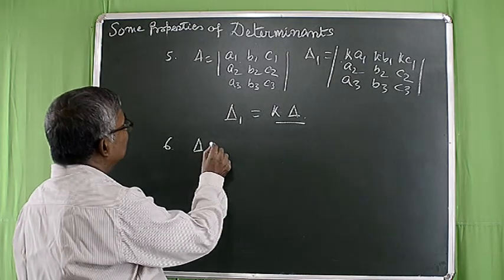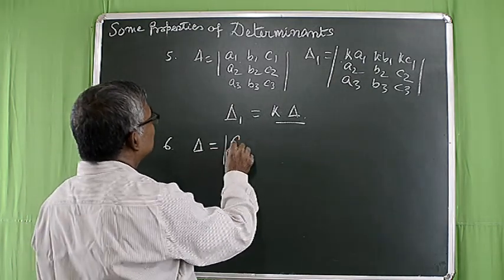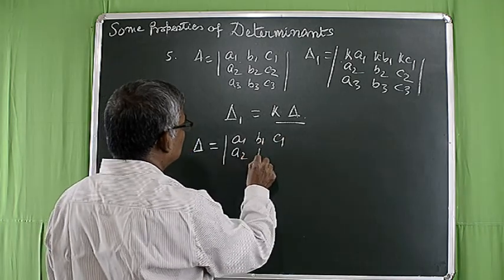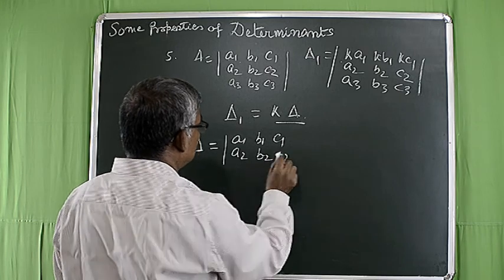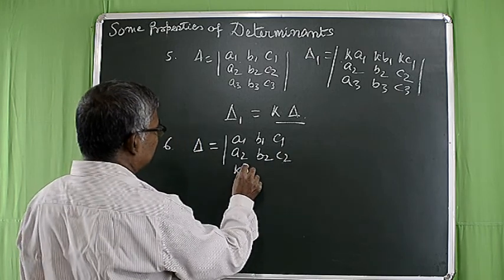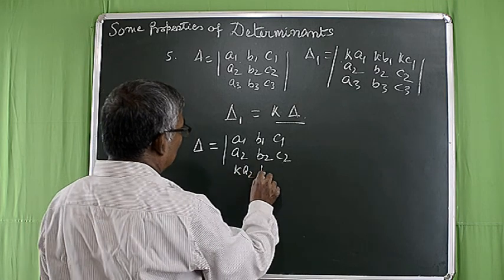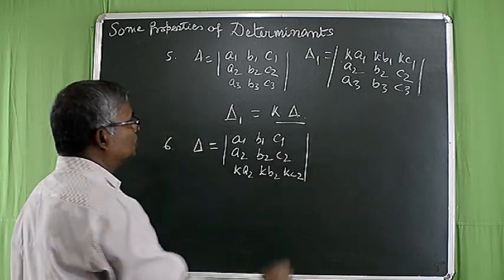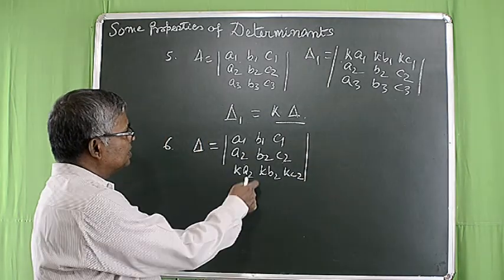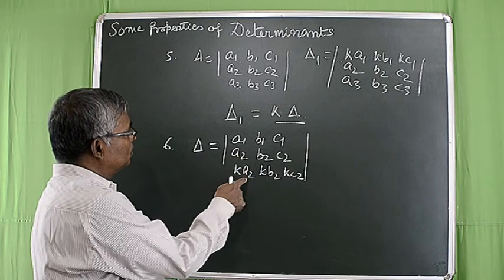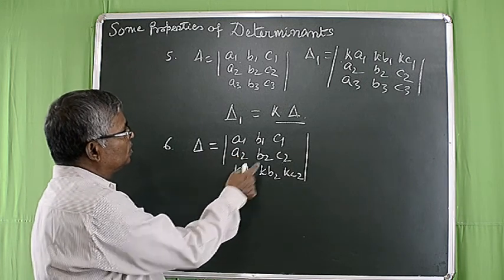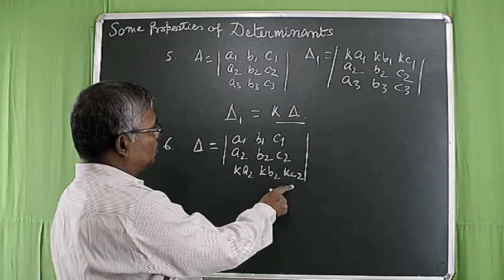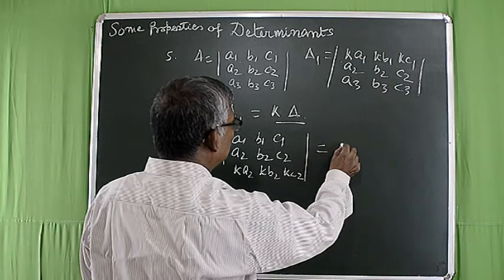Suppose del be a determinant a1, b1, c1, a2, b2, c2, and it is k a2, k b2, k c2. Here see the corresponding elements. Here a2 is proportional to k a2, b2 is proportional to k b2, and c2 to k c2.